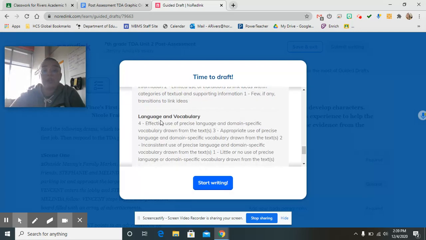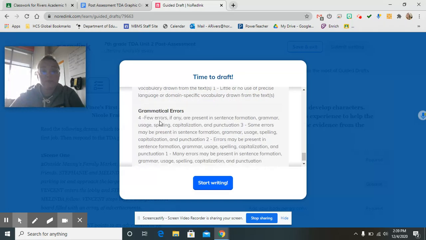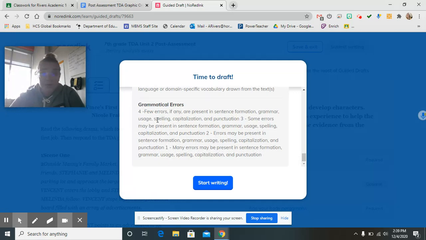And then make sure that you use vocabulary and language from the text. You're not writing like you're texting your best friend. You're writing like you're writing a very nicely worded essay, and you're using vocabulary words that come from the text if it's applicable. And then, of course, we don't want any grammar errors. We want 0, but sometimes we all make mistakes. Even Ms. Rivers makes mistakes. So it's important that you proofread, and that if you do have any grammatical errors, they don't interfere with what you're trying to say in your essay.